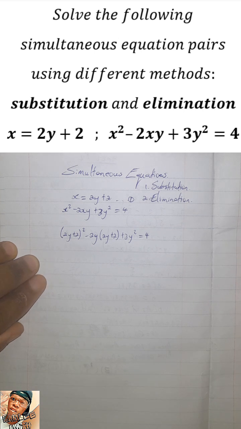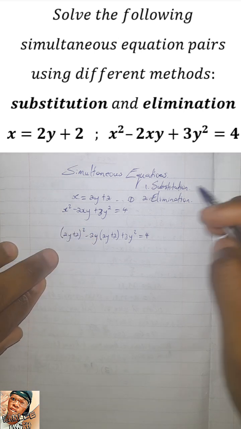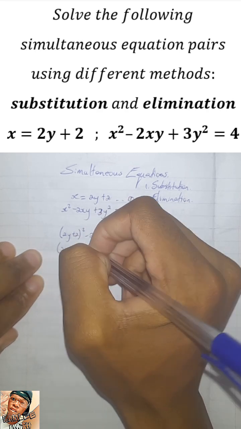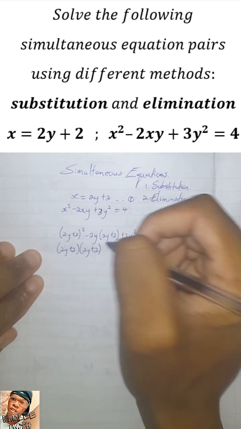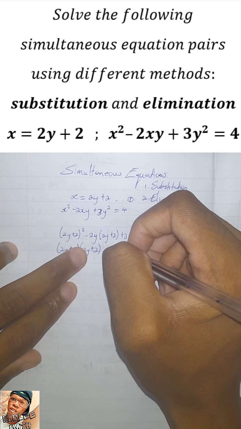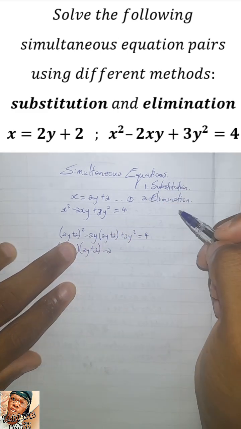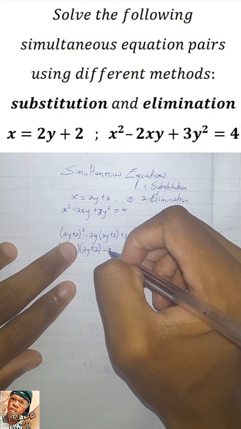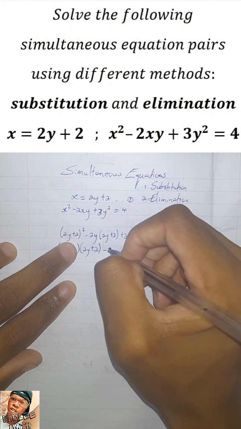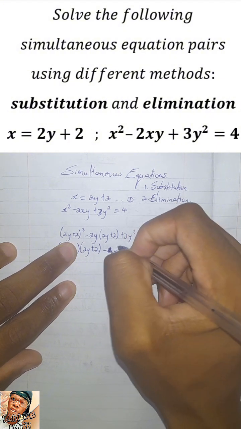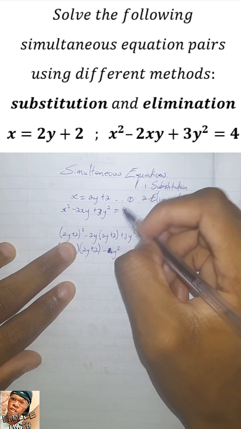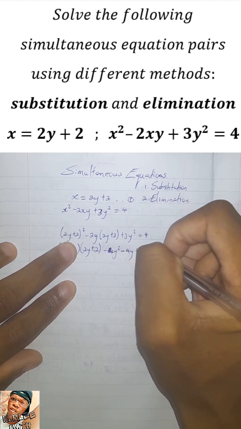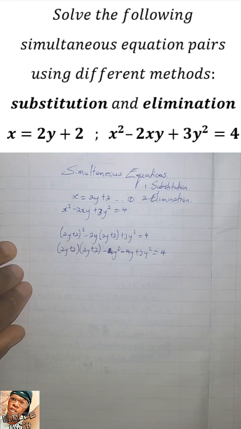So we just solve for y. We're going to expand this using the FOIL method. So 2y plus 2 multiplied by 2y plus 2, minus 2. Let me multiply this whole thing out. Negative 2y multiplied by 2y is negative 4y squared. I hope that you can see that. Negative 2y multiplied by positive 2 is negative 4y. Then plus 3y squared is equal to 4.